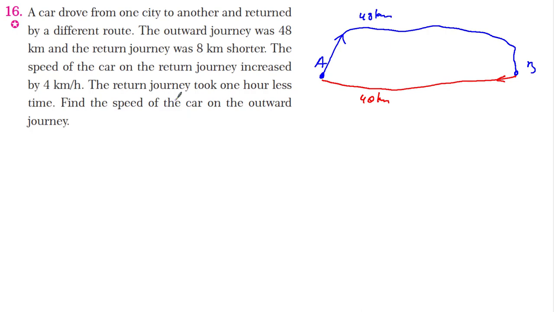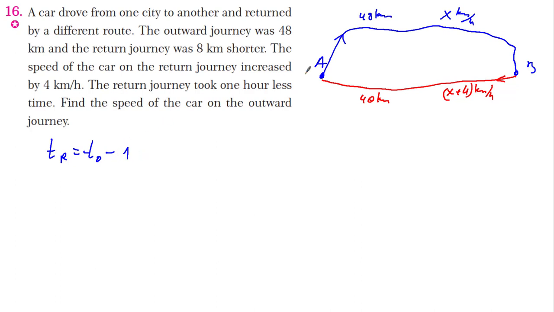Now, the speed of the car on the return journey increased by 4 kilometers per hour. So if here the speed was x kilometers per hour, here on the return it was x plus 4 kilometers per hour. All right, so the return journey took 1 hour less. Let's say the time it took to return is the time it went outwards minus 1, because it took less.